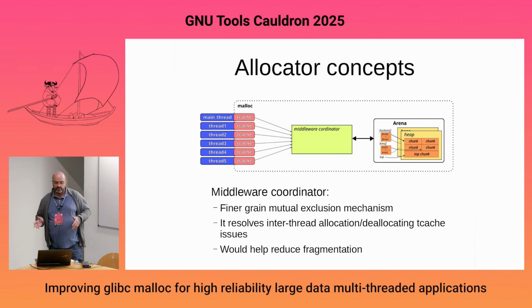Other allocators would use a little bit of a different strategy. Instead of using the arena to do the contention control or the mutual exclusivity, they have a middle ground, a middleware coordinator, which would keep track of what is trying to be accessed. Instead of using the arena as the unit of mutual exclusivity, they can use the heap or even different regions of memory, reducing the contention and creating fewer performance problems.